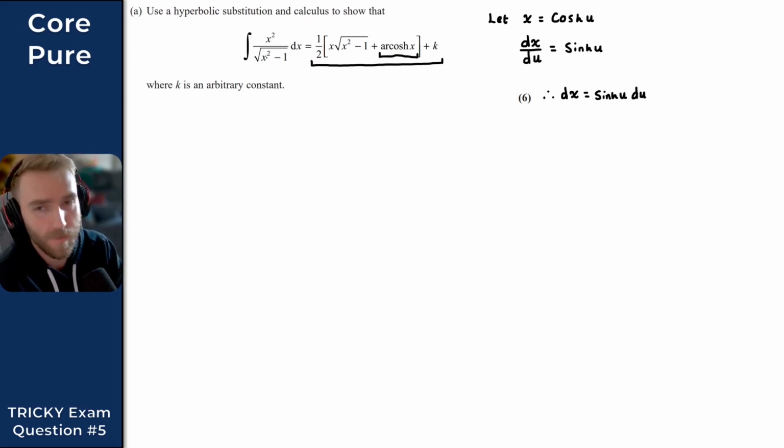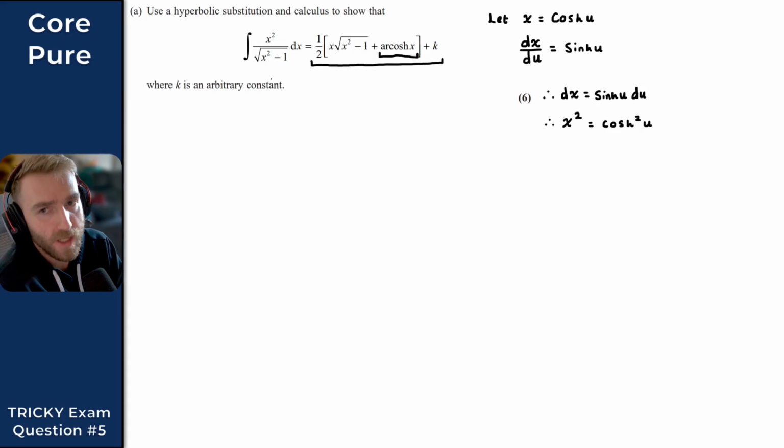Now for x squared. If x equals cosh u, then x squared is just the square of both sides, so again nice and easy. x squared is simply cosh squared u.